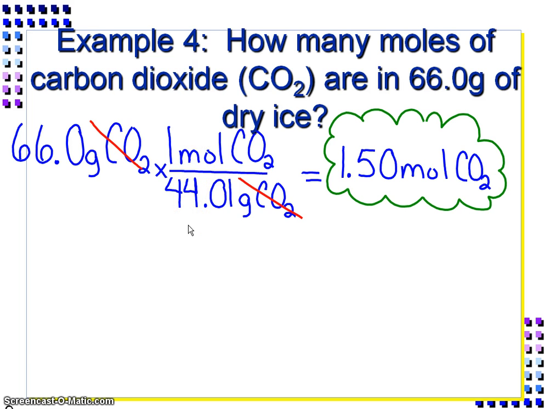The grams is going to come from my periodic table. I have to add up the mass of 1 carbon plus the mass of 2 oxygens. And now I multiply across the top, divide by what's on the bottom. 66 divided by 44.01, I get about 1.5 moles of CO2 is my final answer.